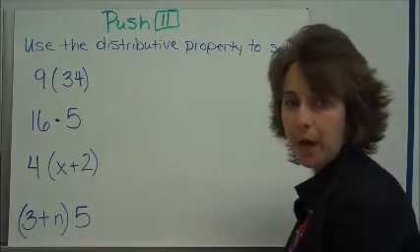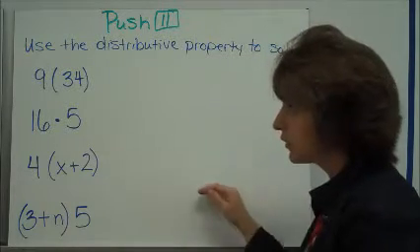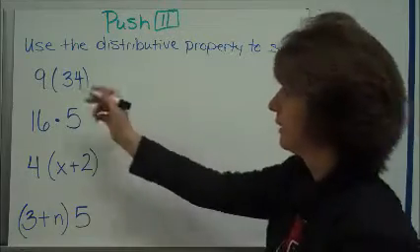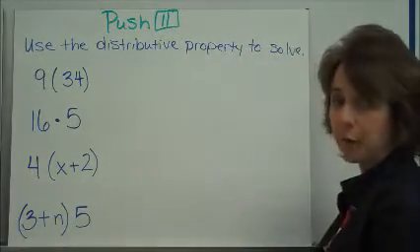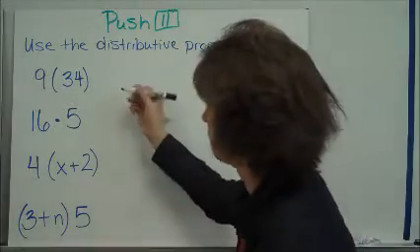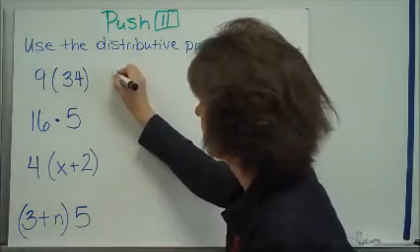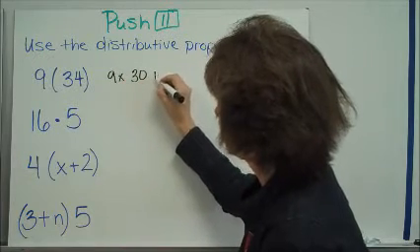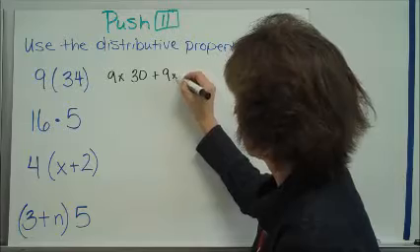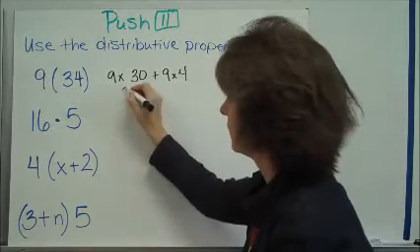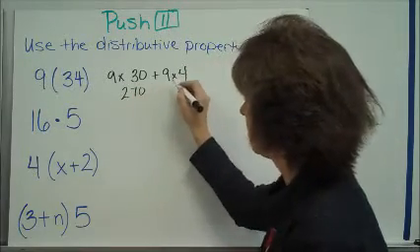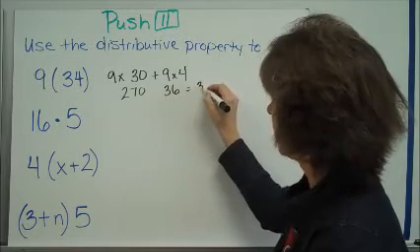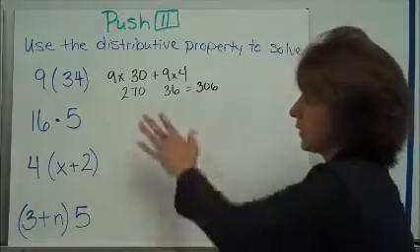So, push pause and use the distributive property to solve these problems. 9 times 34. Two ways you could have done it on your paper. I'll show you both ways. 9 times 30 plus 9 times 4. 9 times 30 is 270. 9 times 4 is 36. So we could say that 306 is our answer.